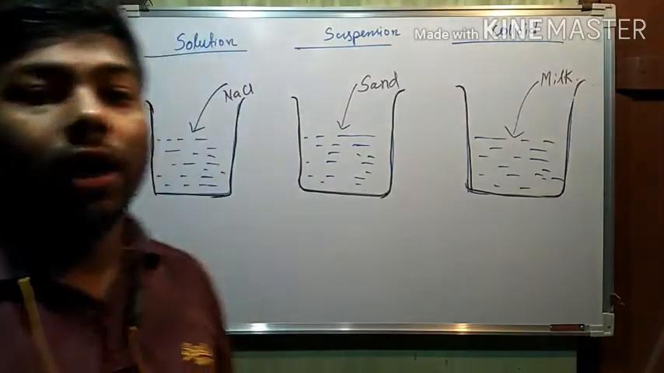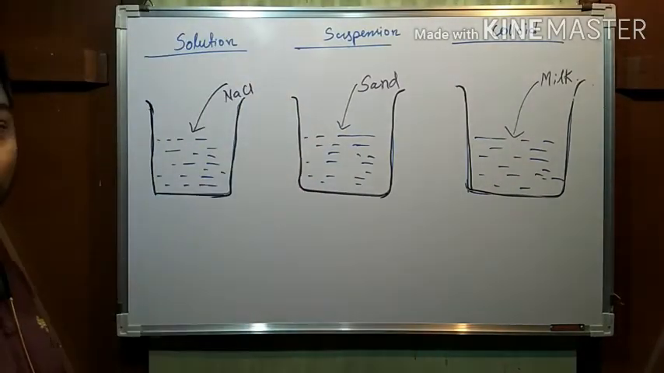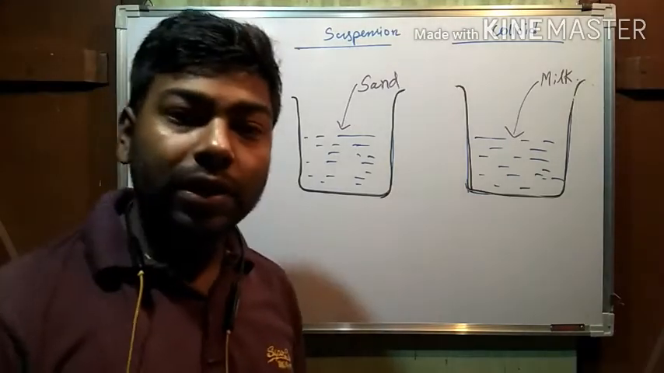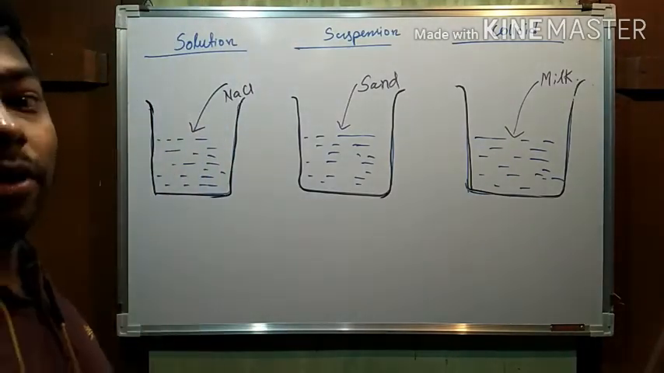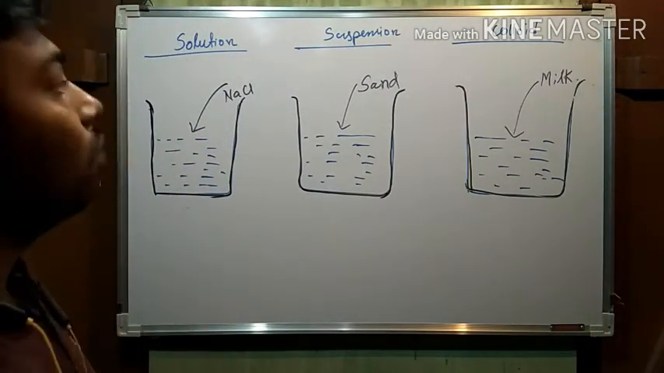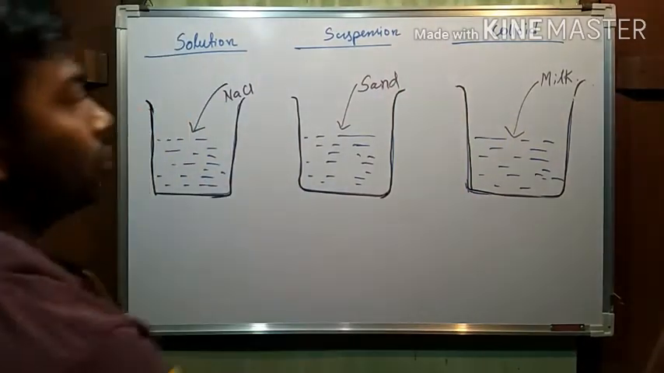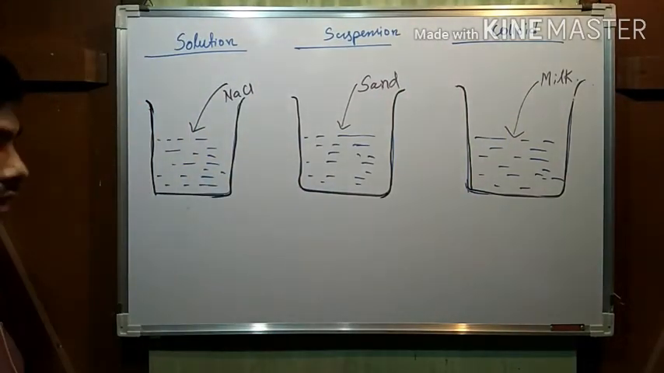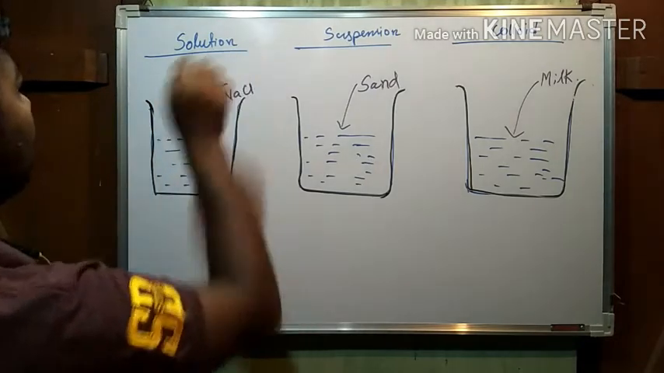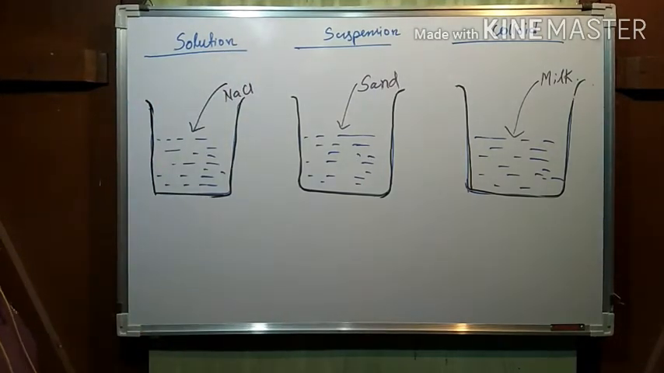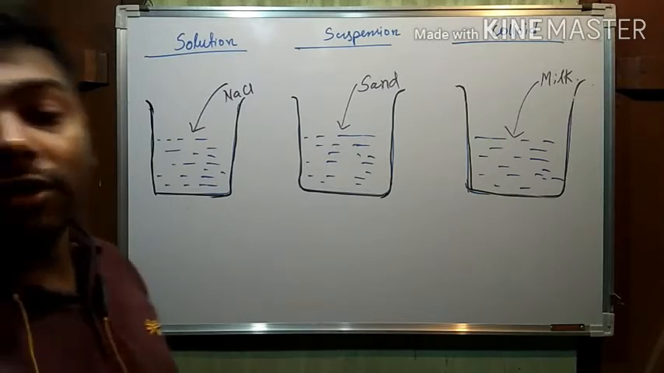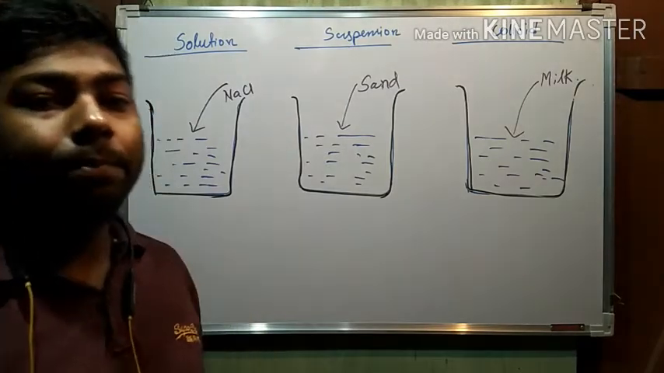Now we are going to start with the colloid. Okay. Now, our next topic is the colloid. To know about the colloid, we have to know what are the differences between the colloid, suspension and solution. Okay, now see. First of all, we'll see solution. Solution is a homogeneous mixture, or you can say pure mixture.